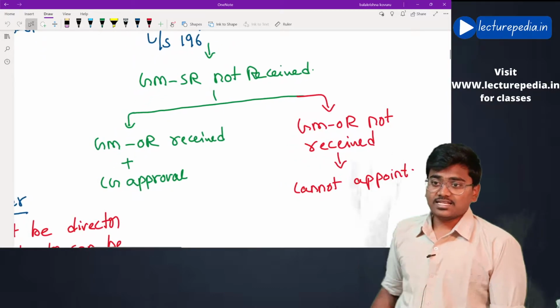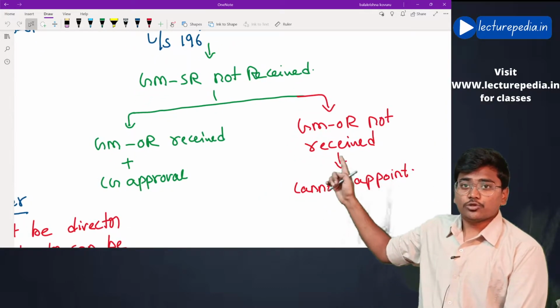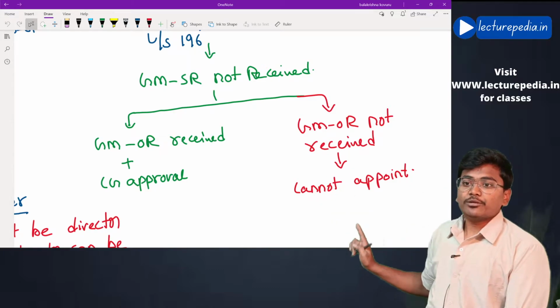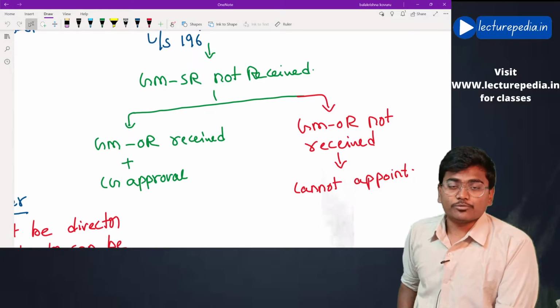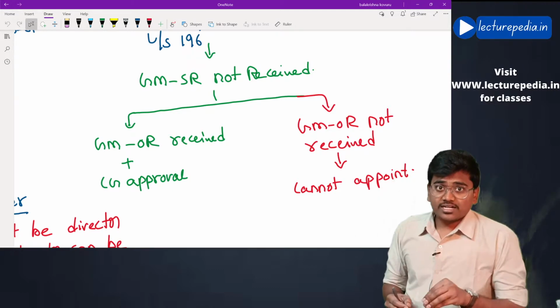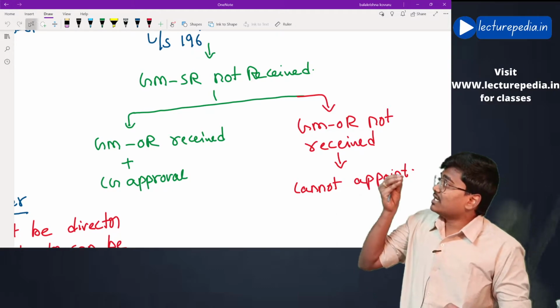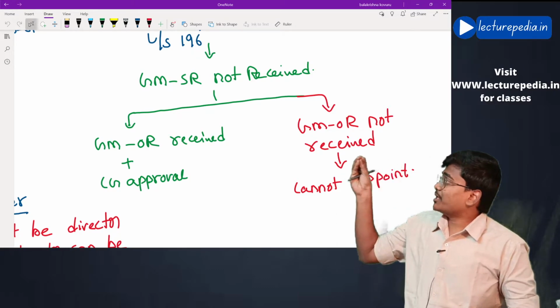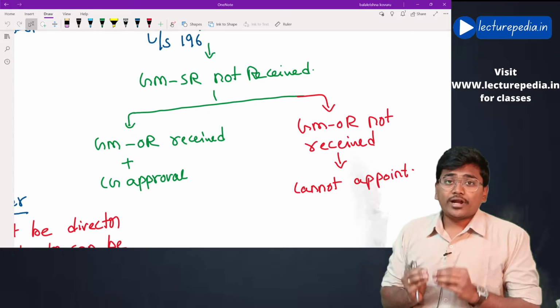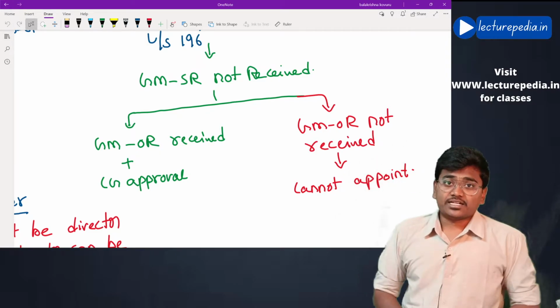In that case, the general meeting special resolution is not received, but the general meeting ordinary resolution is received. By this ordinary resolution, you can approach the central government and take the permission of the central government for appointing this person as executive director.